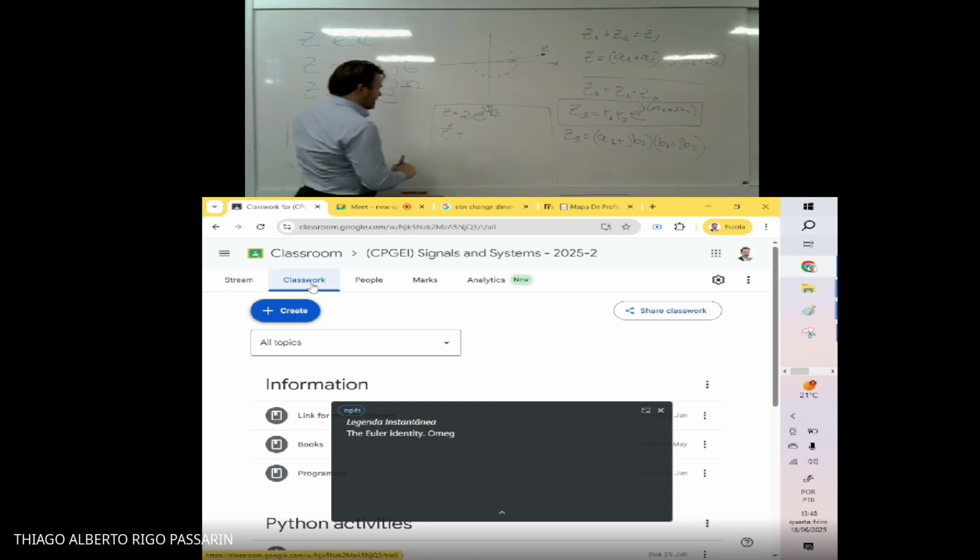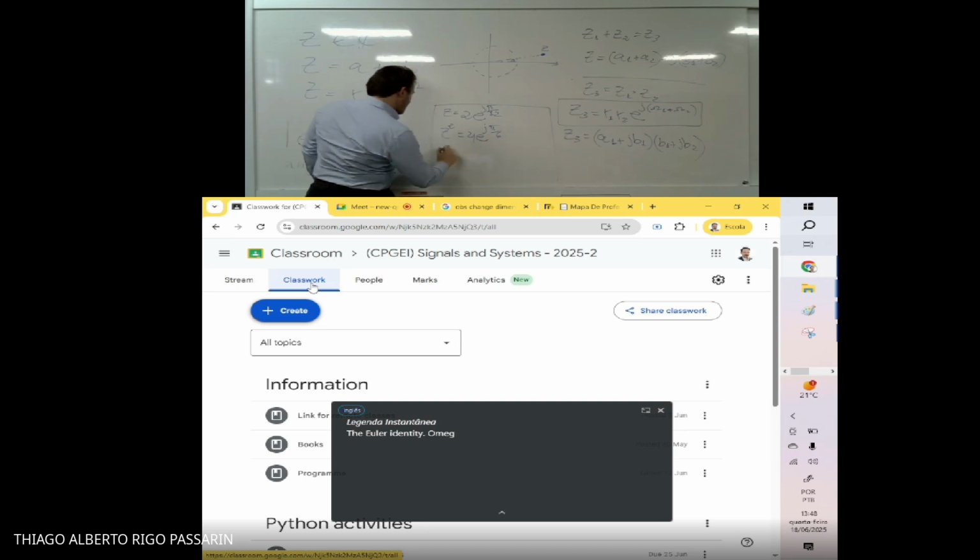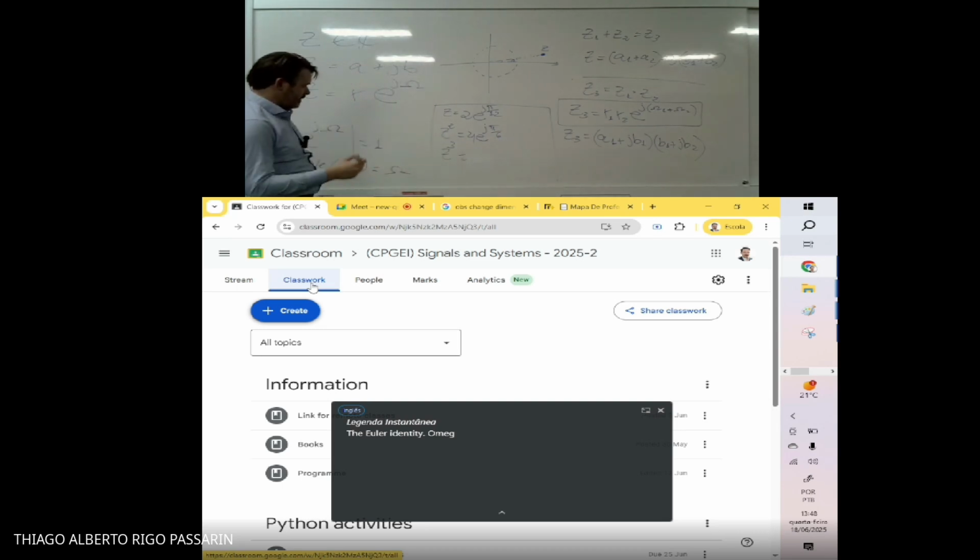What's the radius of z squared? 4. The angle is pi over 6. Then if I cube it, I hope this verb does exist.